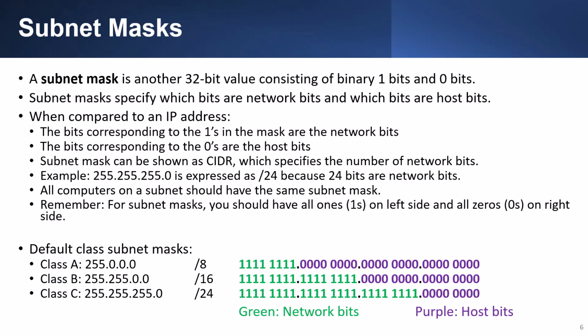The default class subnet masks are: Class A networks have 255.0.0.0 or /8 CIDR notation, which indicates that the first 8 bits are network bits and the last 24 bits are host bits. Class B networks have 255.255.0.0 or /16 CIDR notation, which indicates that the first 16 bits are network bits and the last 16 bits are host bits. Class C networks have 255.255.255.0 or /24 CIDR notation, which indicates that the first 24 bits are network bits and the last 8 bits are host bits.